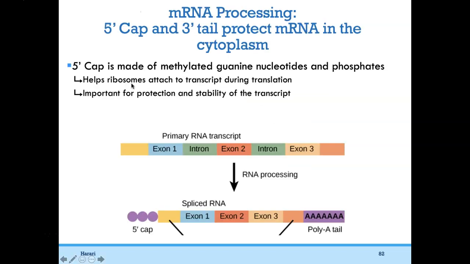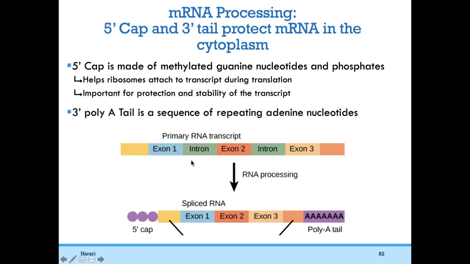One more thing has to happen. There has to be a special 5' cap and a 3' tail put on to the transcript. There's a special cap made of a methylated guanine nucleotide and phosphates. This helps ribosomes attach to the mRNA transcript during translation. It also helps protect and stabilize the mRNA transcript.